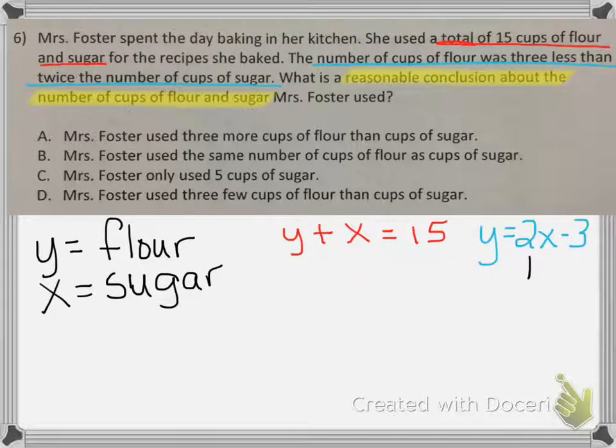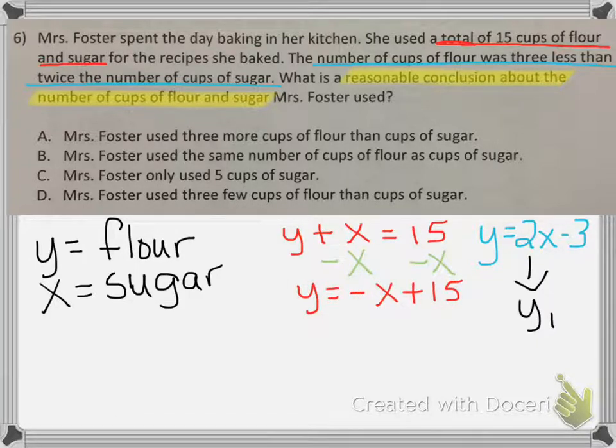This equation is already in slope-intercept form, so we can put that in y1 in our graphing calculator. However, the other equation is not in slope-intercept form. We need to solve for y. We will solve for y by subtracting x from both sides of the equation. So, in slope-intercept form, we have y equals negative x plus 15. We will put this equation in y2 of our calculator.